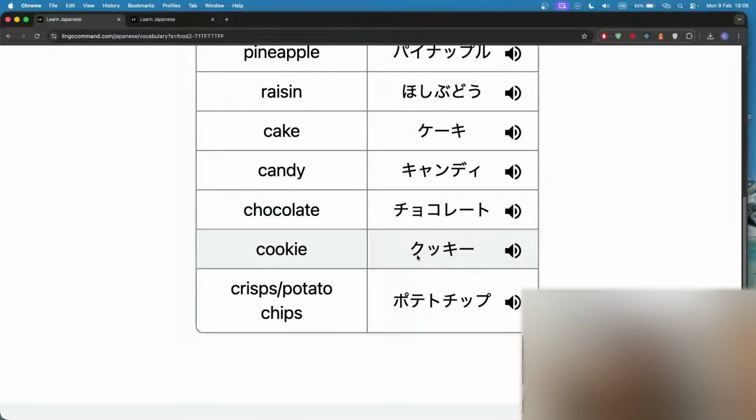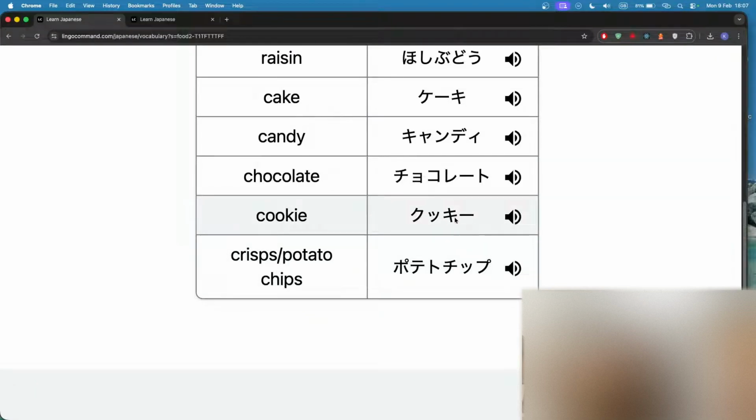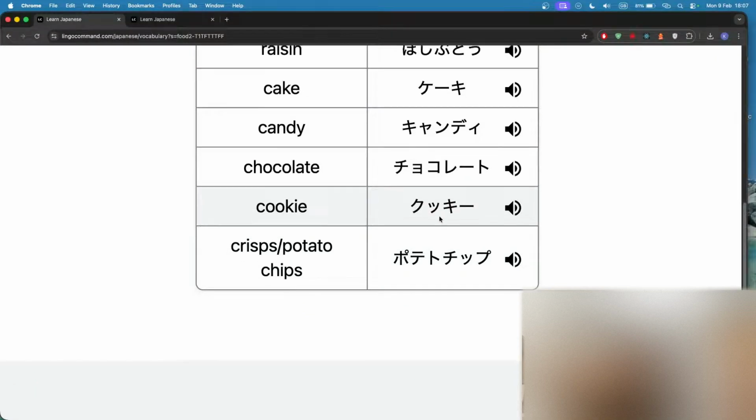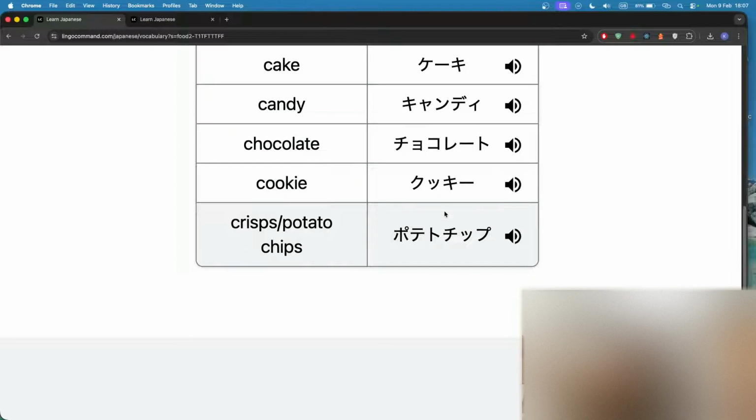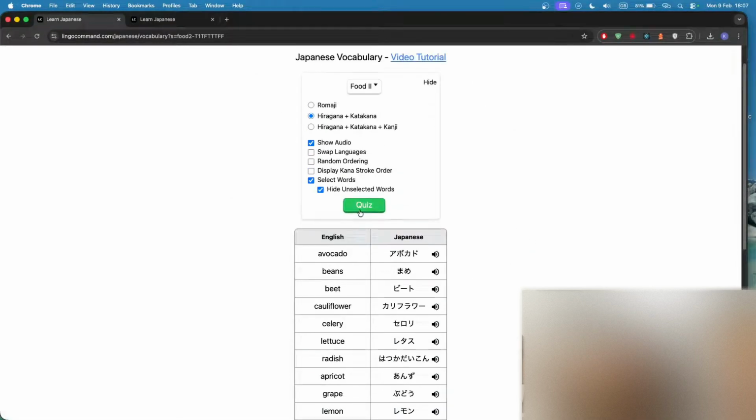And then this is cookie. Oh, so you have this sokuon as a pause. So it's cookie, with a pause because of the sokuon. Fine. And then that leaves us with potato chip. Potato chip. So this should be fairly straightforward.